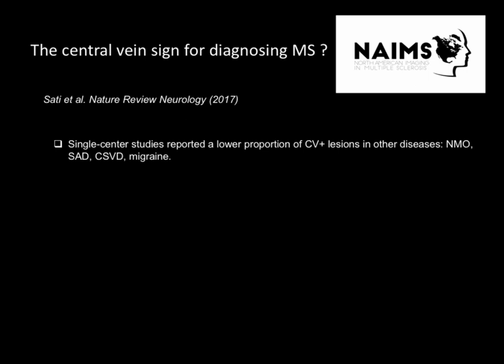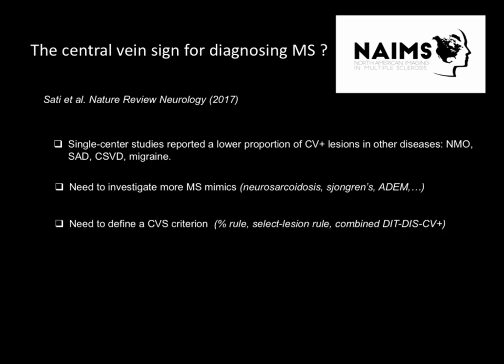this following idea. So there is clearly single center data that are very consistent and that show there is a lower proportion of central vein positive lesions in other conditions than MS. But there is clearly need to investigate more of those diseases because this is just a small sample of all the other diseases that you need to rule out in differential diagnosis.